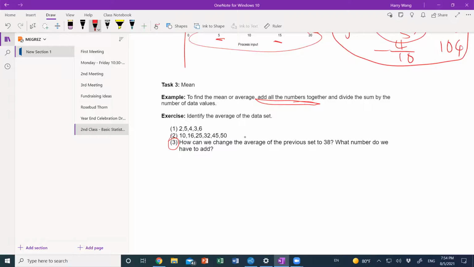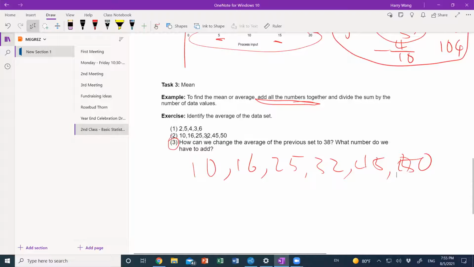So number 3 is, how can we change the average of the previous set to 38? What number do we have to add? So far, what is the average of this data set right now? We have 10, 16, 25, 32, 45, and 50. I'm going to quickly do this with a calculator. So we have 10 plus 16 plus 25 plus 32 plus 45 plus 50. It gives us 178.